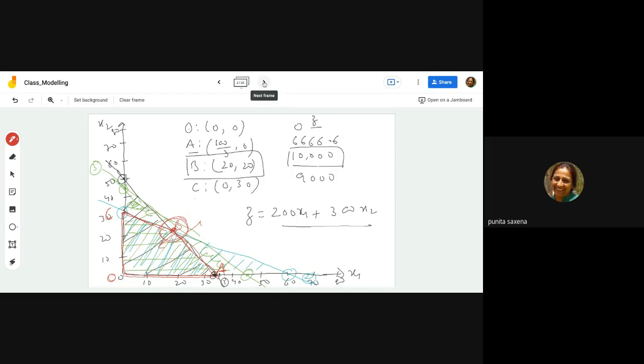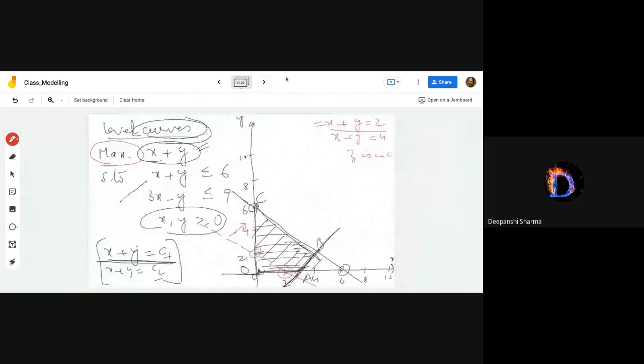Yes, ma'am. Right. But now, if you see this typical problem in your notebooks also, what do you observe when you are moving in this direction to reach the feasible solution? What do you observe?